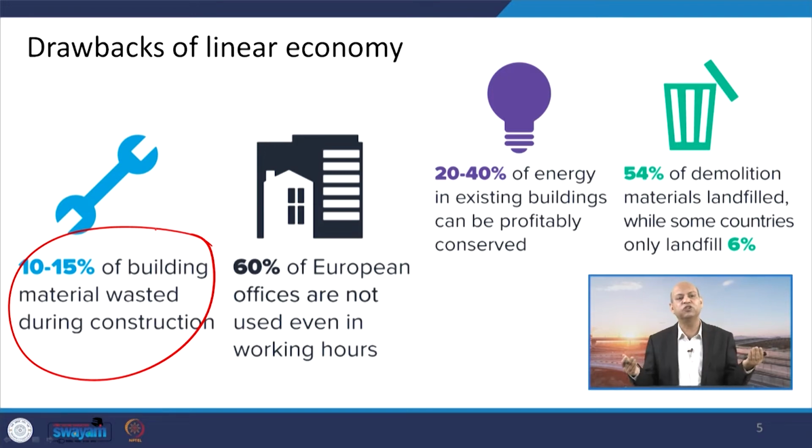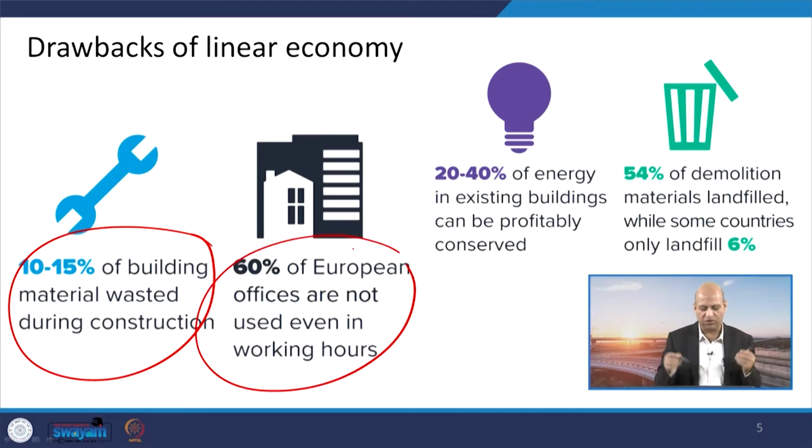When we are wasting 10 to 15% of the building material, that means we are extracting a lot of virgin resources, mining fresh resources. So, we are damaging our natural resources. Then, 16% of European offices are not used even during working hours. See the effect of this: you are constructing so much space just to boost the economy, but it is underutilized. That is not good. If you think in terms of optimization of resources, energy and space, this is not the good way to work.